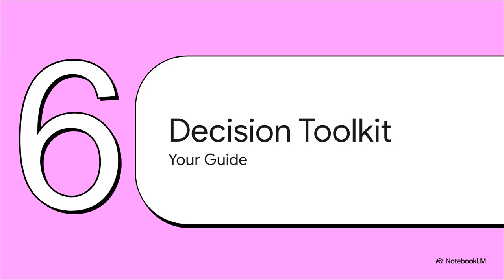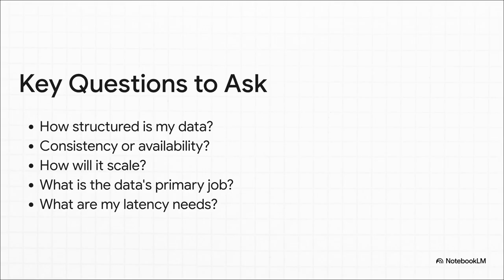Okay, so how do you take all this and apply it to your own projects? Let's boil it all down into a simple toolkit, a set of questions you can ask yourself every single time. So the next time you're starting a new project, just run down this list. Ask yourself, how structured is my data really? What's more important for this piece of the app? Bulletproof consistency or being available no matter what? How is this thing going to scale, up or out? What's the main job of this data? Is it for relating things, counting, caching? And what are my latency needs? The answers to these questions will literally guide you to the right choice.